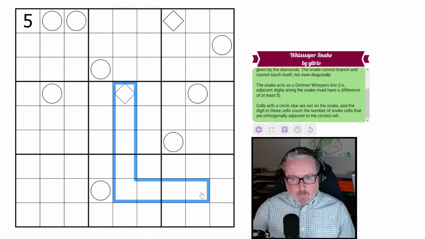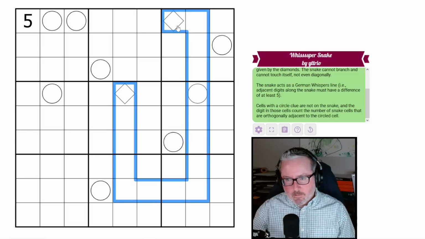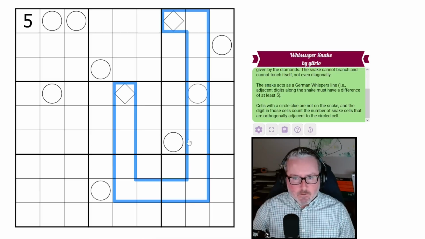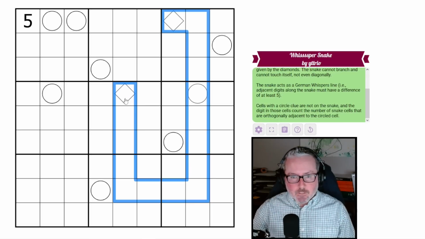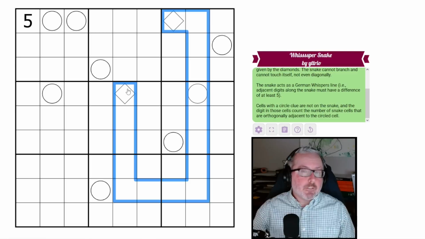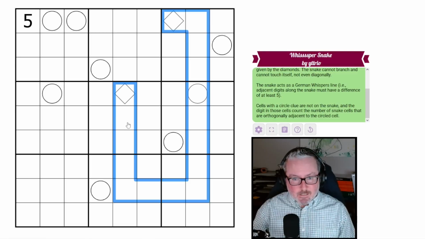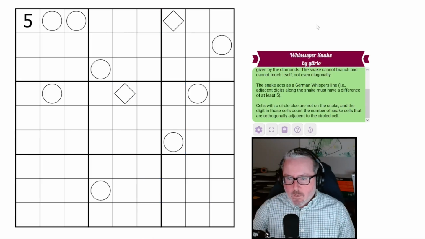So let's say we create a snake like this. We don't know how these circles work in yet, but let's say this is the snake, the tail and the head. Along this path, we are going to have to abide by German whisper rules. So whatever this digit is, this one would be 5 away from it, and so on and so forth down the line. Then the last clue here is cells with a circle clue are not on the snake. Okay, so what I showed there would be wrong.